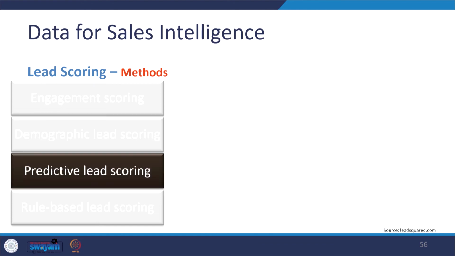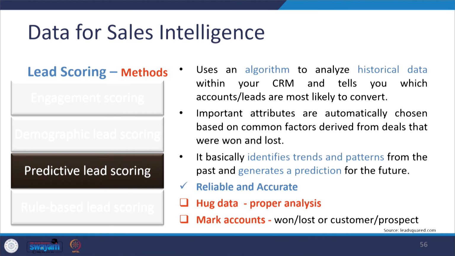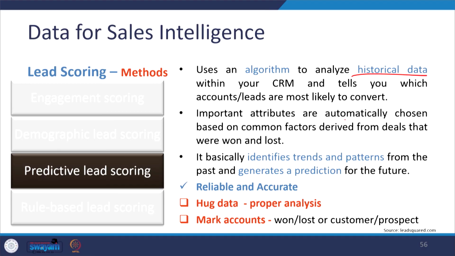Predictive lead scoring is again an interesting method where we use an algorithm to analyze historical data within your CRM and it tells you which accounts or leads are most likely to convert. So based on your historical data, the algorithm predicts which buyers in the funnel or pipeline resemble the converts that you had in the past. Important attributes are automatically chosen based on common factors derived from deals that were won and lost in the past. So it basically identifies trends and patterns from the past and generates a prediction for the future.